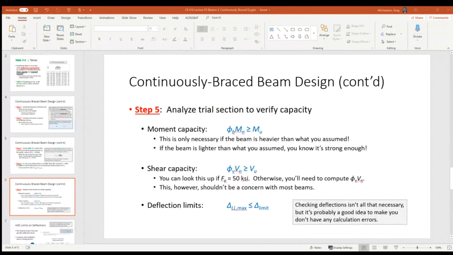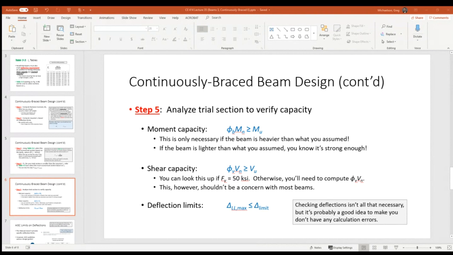The last thing that you need to do is analyze the section. You need to analyze it based off of its moment capacity, its shear capacity, and deflection. So let's take a look at each one of those. Moment capacity, you really only need to check this if the beam is heavier than what you assumed. If you assumed that the beam weighs 100 pounds per foot and you pick a W21x44, you don't need to check this assumption, because if the beam can hold up 100 pounds per foot, it can certainly hold up 44. So you don't need to go back and redo that calc. If it is heavier, then you do.